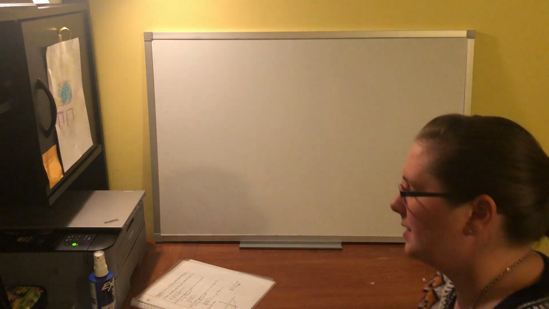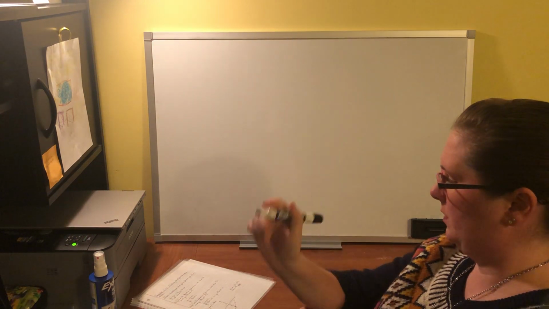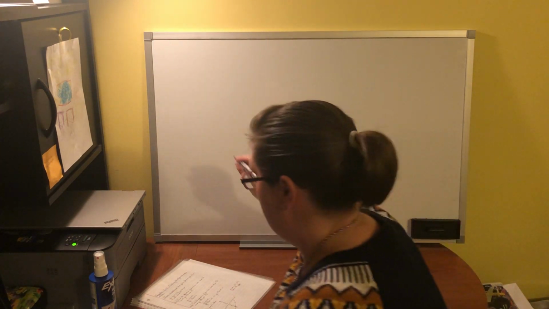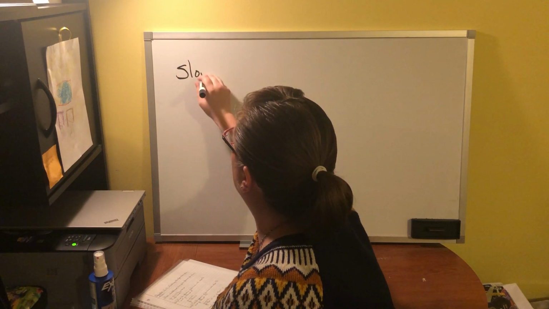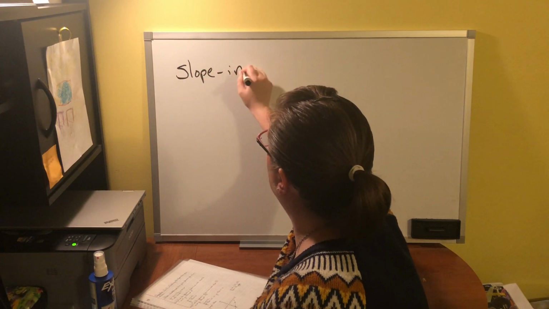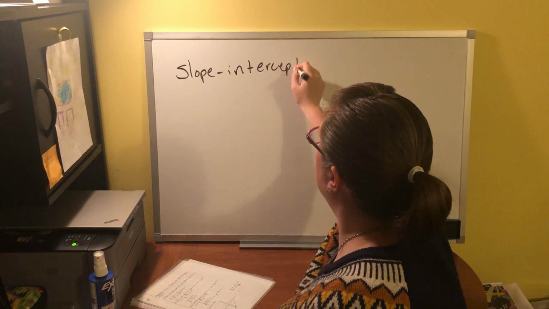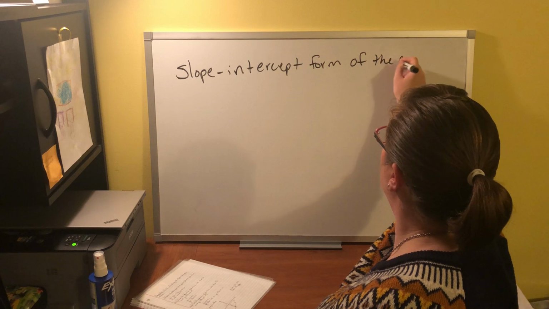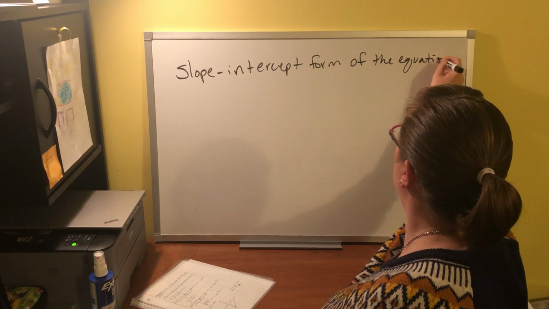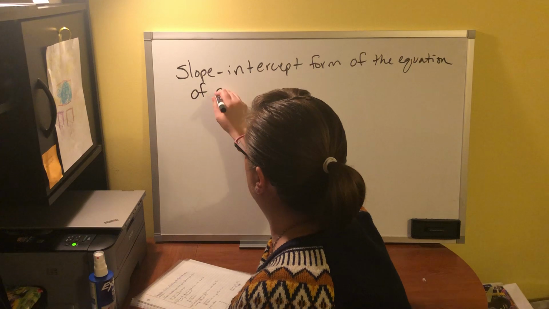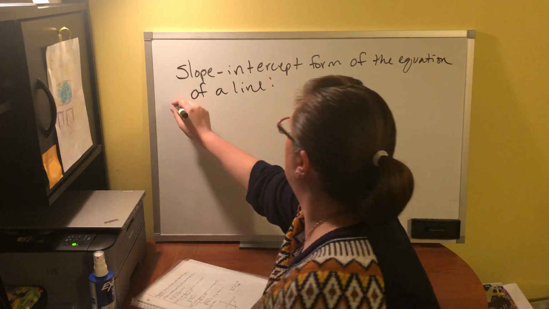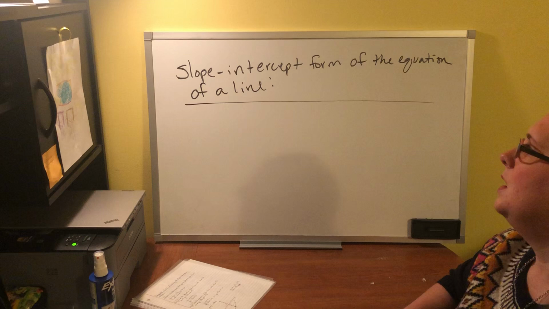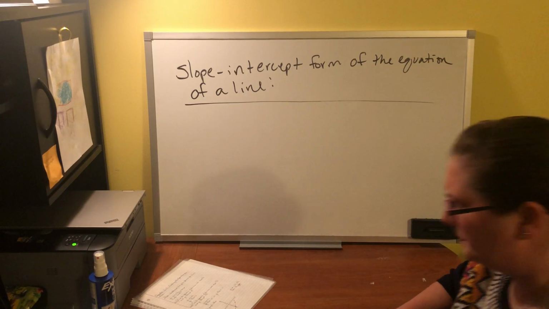We are now in our last section for chapter 5, so we're in 3.5, and we are finding the equation of a line. So we have what is known as the slope-intercept form of the equation of a line. Nice and long one. Slope-intercept form of the equation of a line.